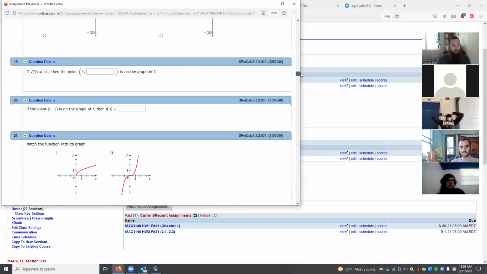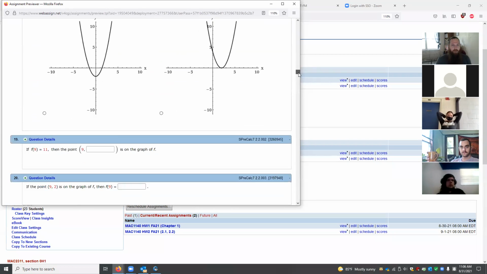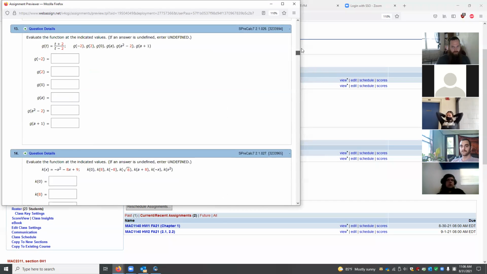So please do yourself a favor. When you get down here to these problems, like the stuff that comes after number 18, make sure you draw the graph by hand and then match it to the one in WebAssign. Don't just try to guess which one is correct, because that's like shooting yourself in the foot. It's not doing any good.